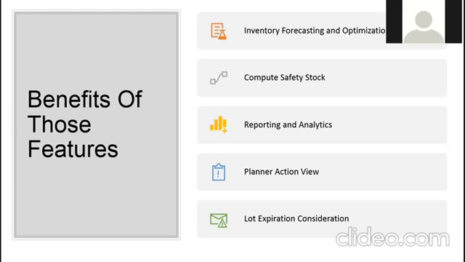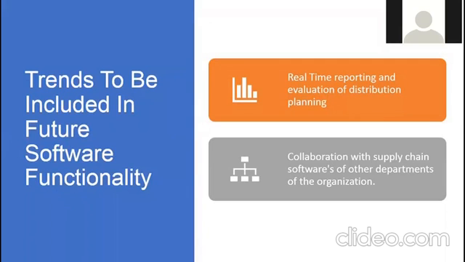Next slide, please. What are the things that we are hoping this software may incorporate, or is already incorporating, for the present industry? The first thing is real-time reporting as well as evaluation of distribution planning. Whatever we have discussed, we go step by step: we go by supply chain review, then distribution review, then requirement review. So we have to go one by one.